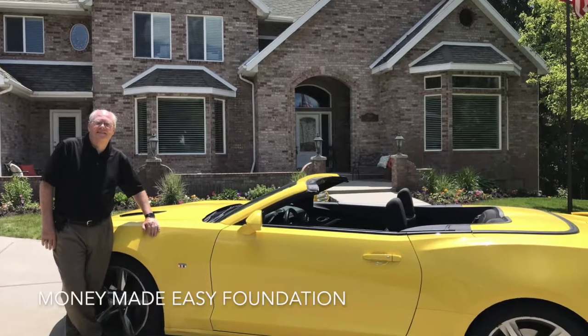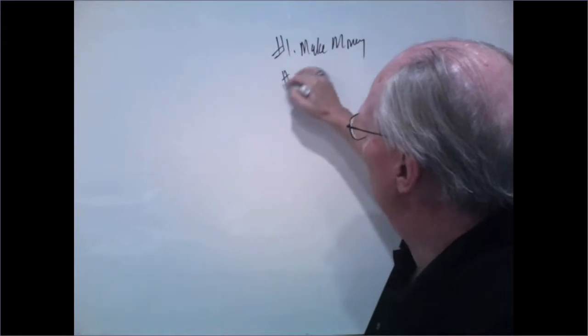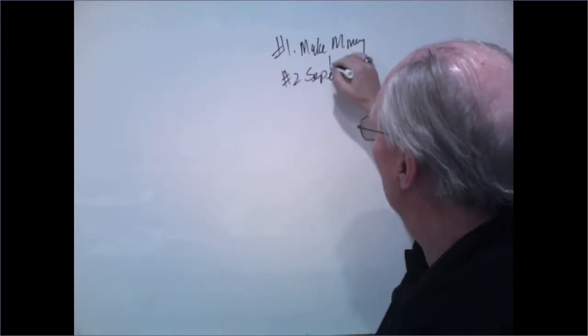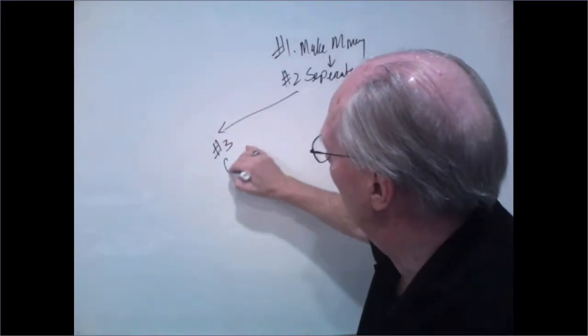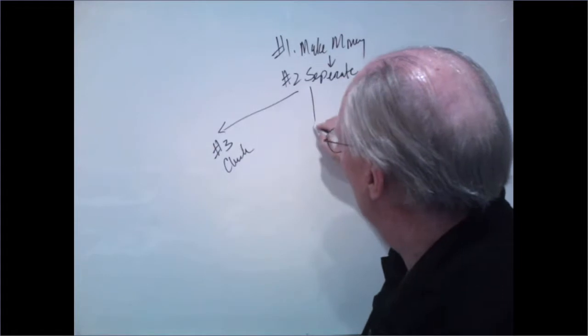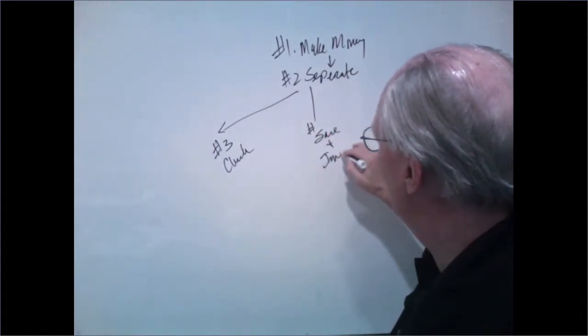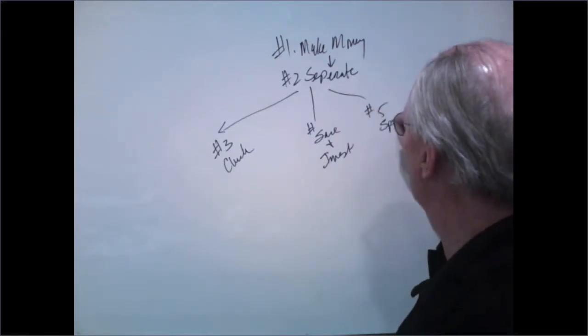This is the Money Made Easy course. We're going to talk about real estate. Now, in earlier classes, I told you there's 5 steps to the system. Number 1 is to make money. Number 2 is to separate your money. Number 3 is to give some of it to the church or charity of your choice. Number 4 is to save and invest. And number 5 is to spend the rest.